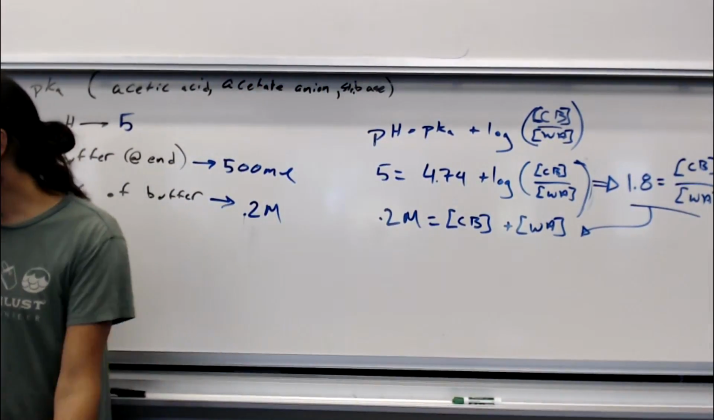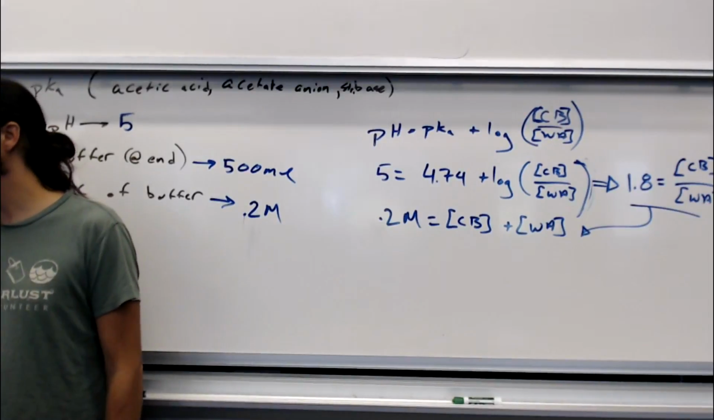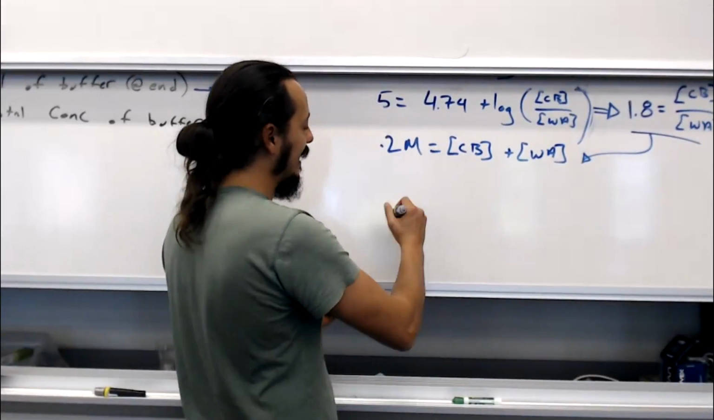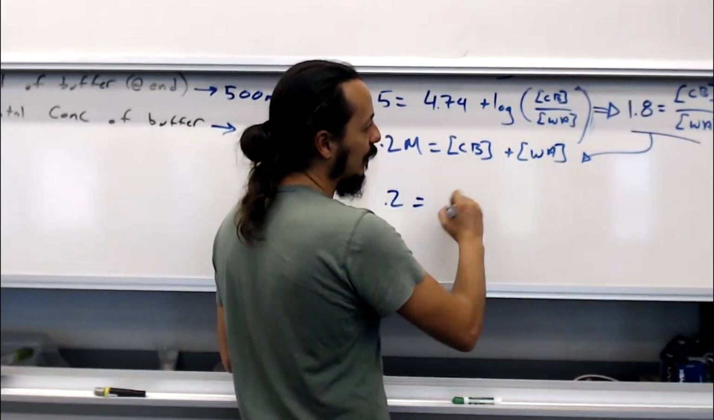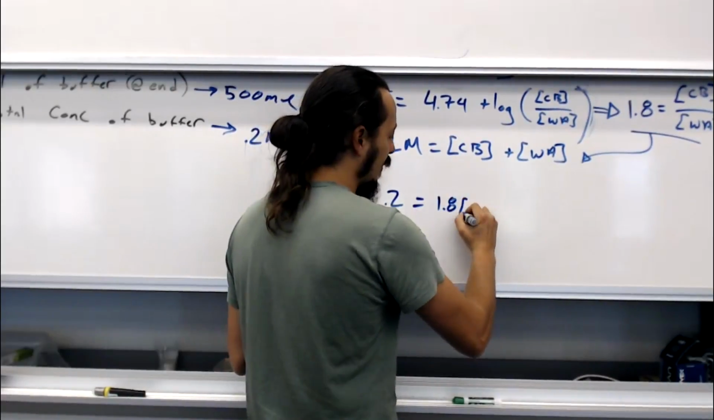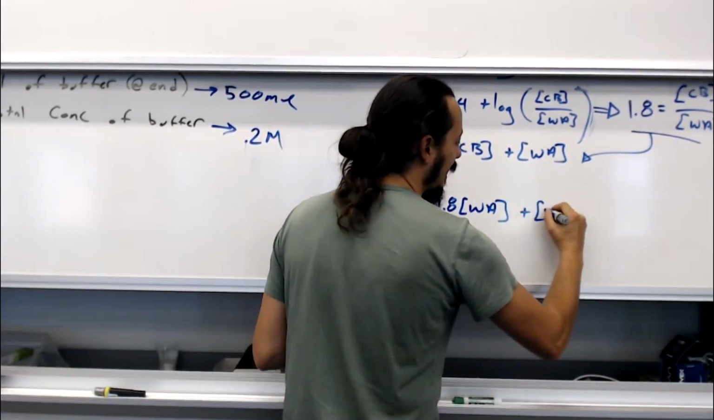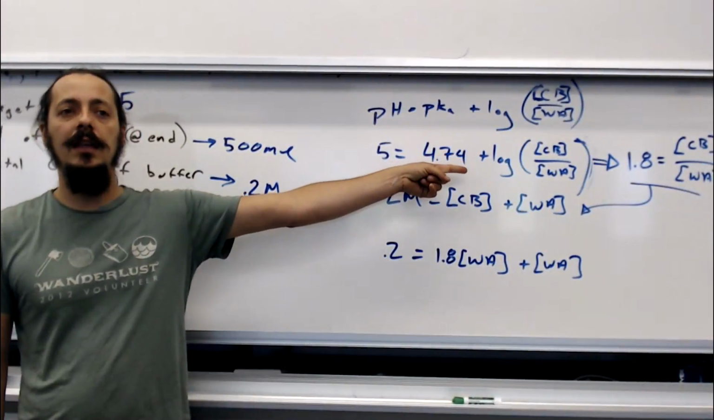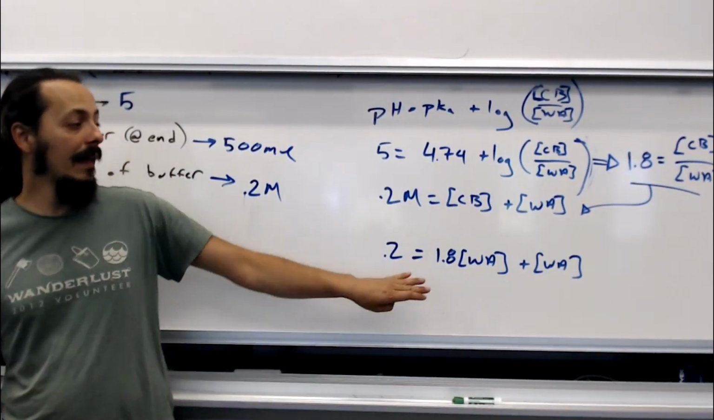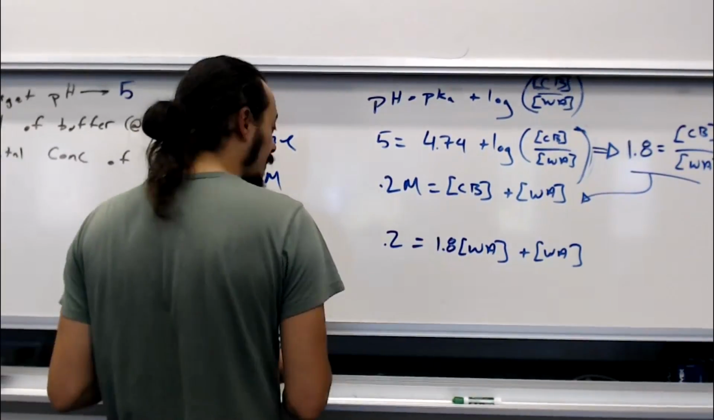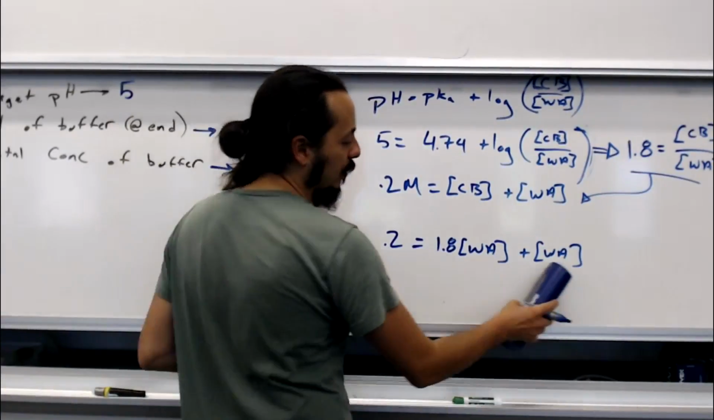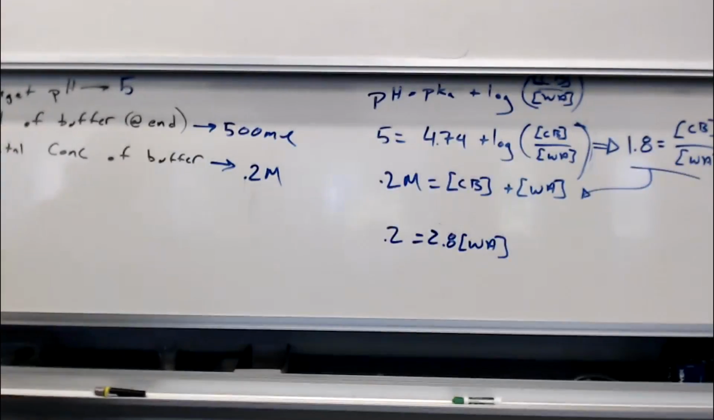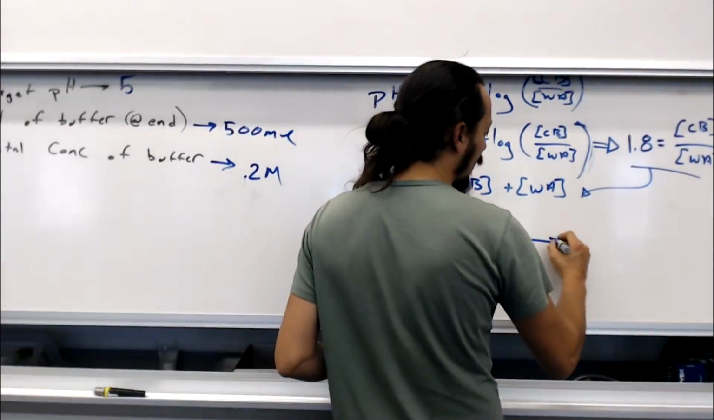Now, the answer will be the same eventually. It's just a matter of which one has easier algebra. For me, it's easier to have 0.2 equals, let's say, 1.8 weak acid plus weak acid. That's easier for me than having a plus something in the logarithm. So I like doing it this way. You add those 2 numbers together, you get 1.8 plus 1. That's just going to give you 2.8 weak acid equals 0.2. This allows me to solve for my concentration of weak acid.